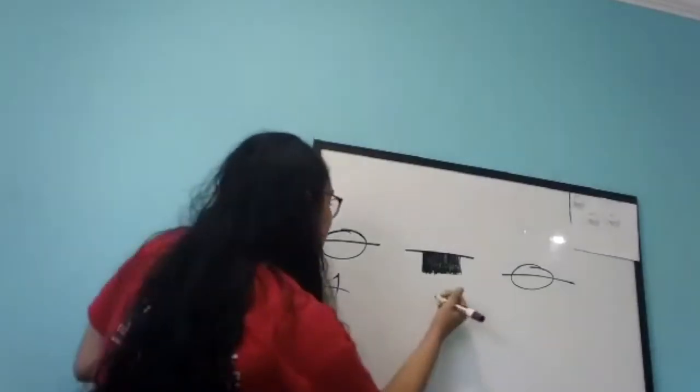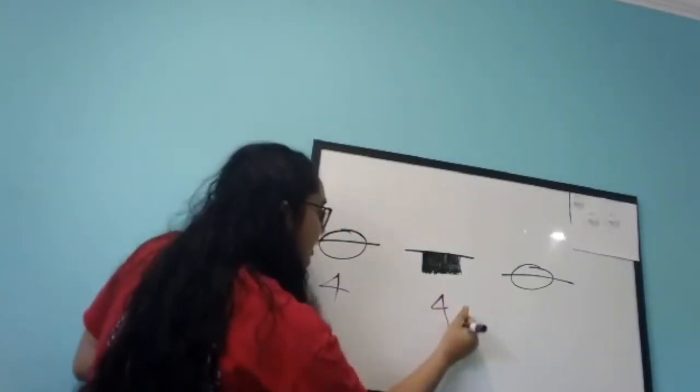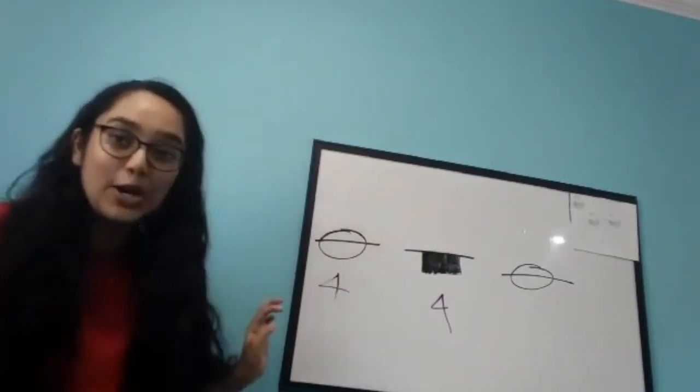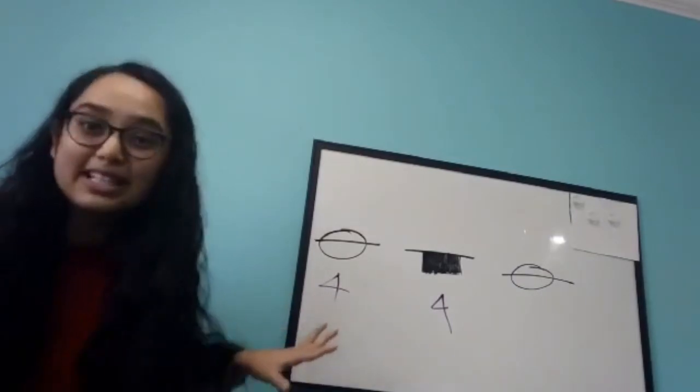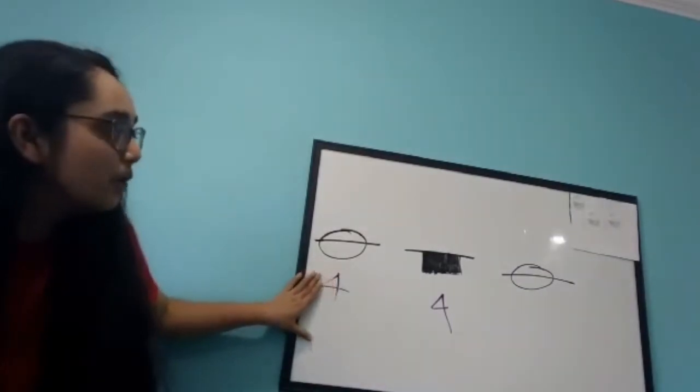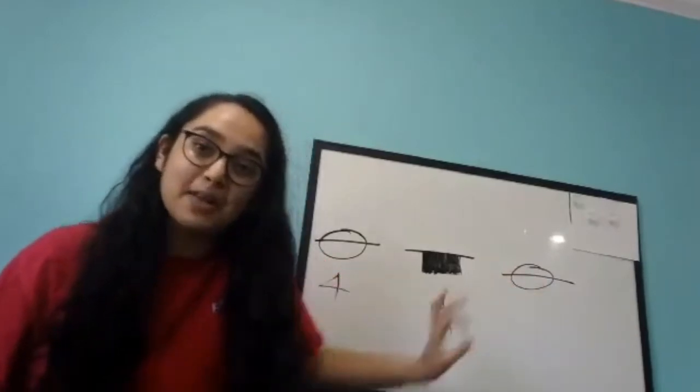Okay, and this last one is exactly the same as this one right here. So it should be super easy. It's 4 counts here, right, because it's a whole note. And exactly the same. It's 4 counts here.